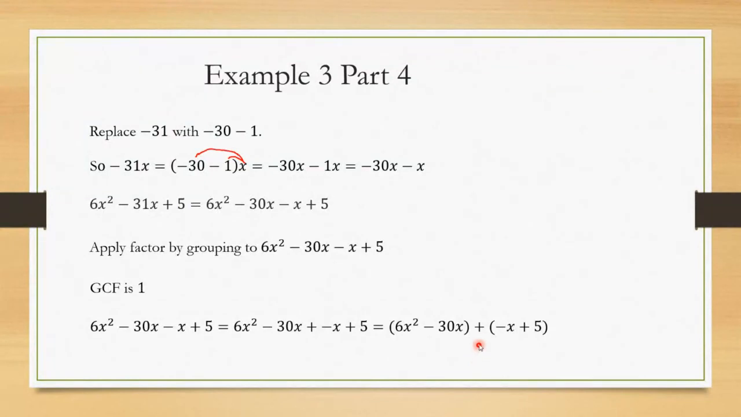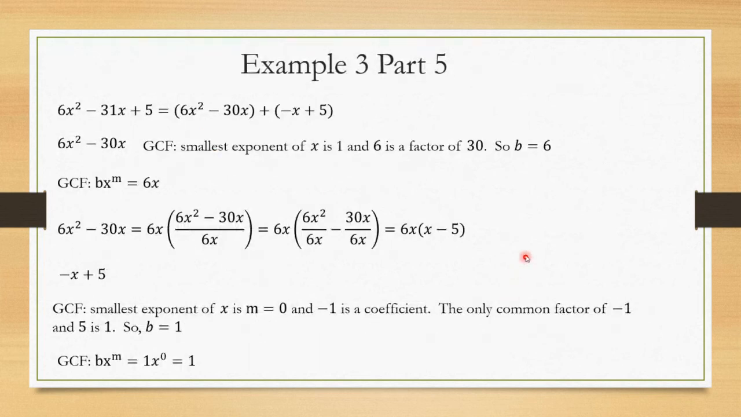Okay. So we have our two groups. Now we have to factor each one. And as I said already, the second and the fourth term have opposite signs, right? This is minus, this is plus. We will have to factor out a negative from the second group here.